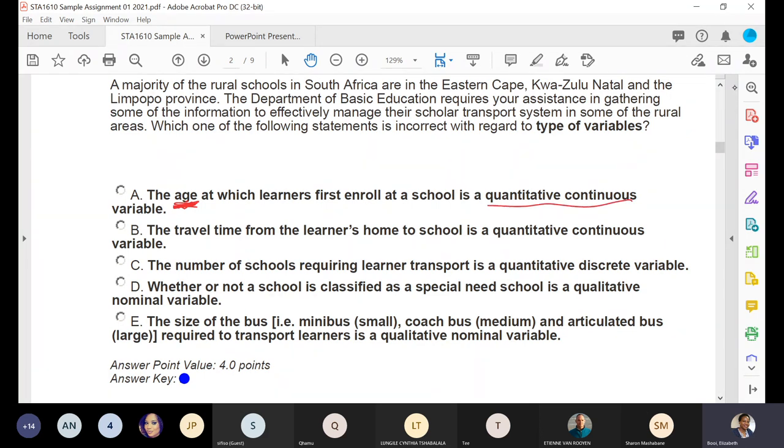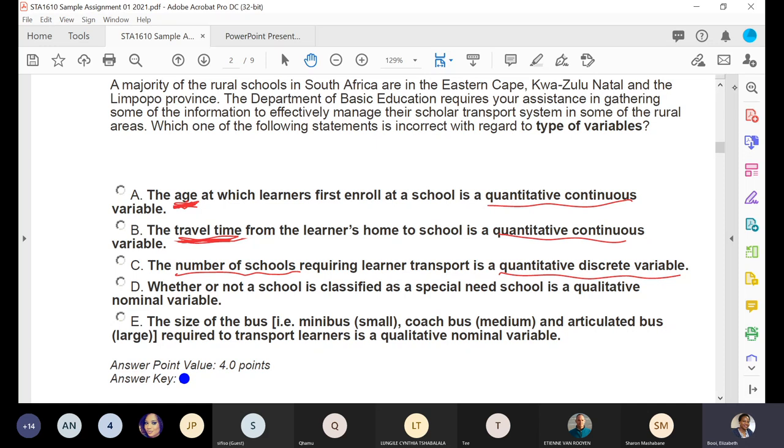The travel time from the learner's home to the school, travel time is the key word here, is that continuous? Always ask yourself, can I measure this or can I count this? Can I put this into categories? Then you should be able to answer that in terms of the types of variables. The number of schools requiring learner transport, is this a discrete variable? For continuous, you must ask how much. For discrete, you must ask yourself how many, because then it forces you to count. So the number of schools is quantitative discrete.